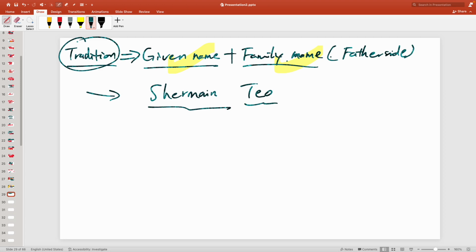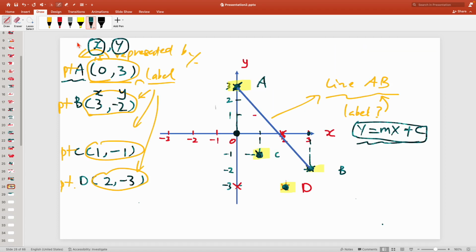So what I'm trying to say is, if you want to give a label to a point, you give it in this tradition: x and y, with a comma in between. If you want to give a label to the line, you give it in this format: y equals to mx plus c. So now you must be thinking, how do I get this y equals to mx plus c for the line? I don't need you to know immediately, but you need to get used to it.